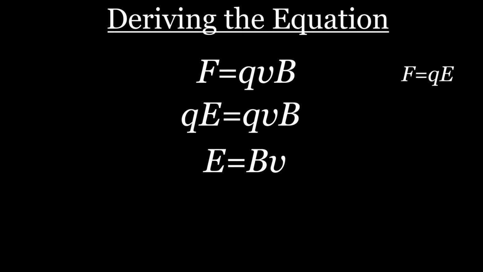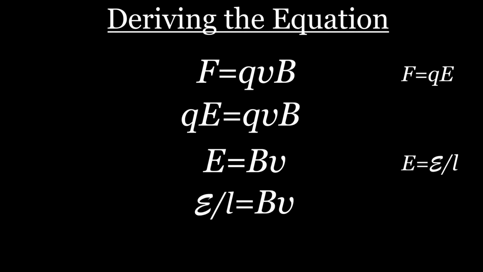The electric field, represented by E, is uniform throughout, just like the magnetic field is, as well as the conductor itself. So we can use the equation E equals EMF divided by L to substitute EMF divided by L for the electric field. Then we move the L to the other side and we have our equation. Hall EMF equals magnetic field strength times length times velocity, or EMF equals B times L times V.